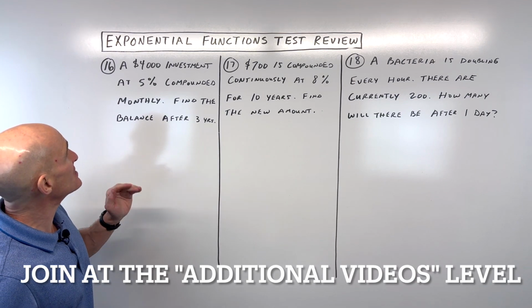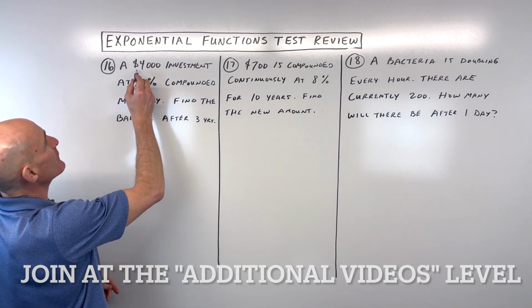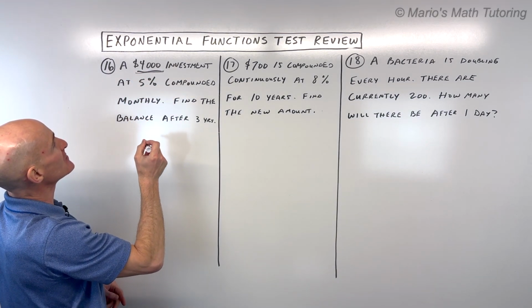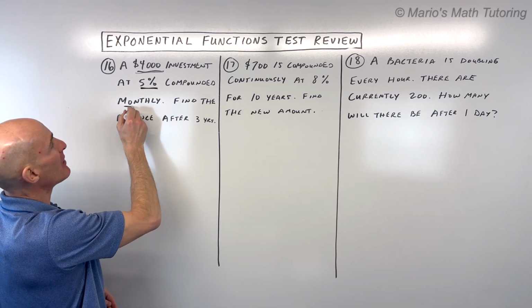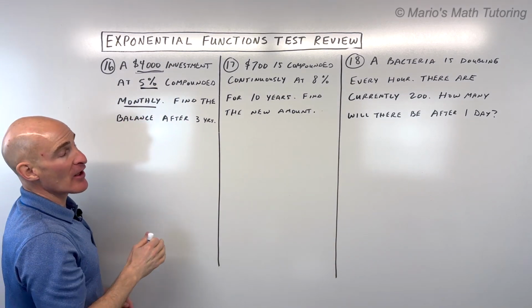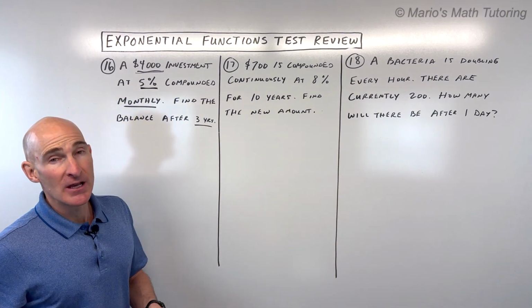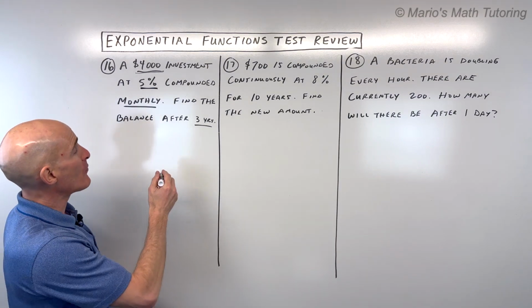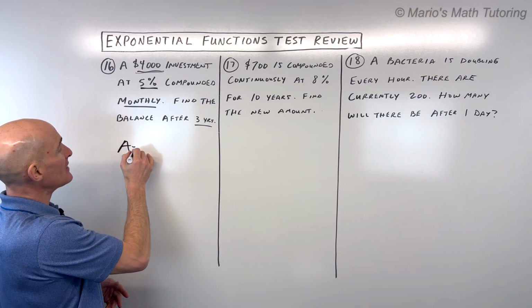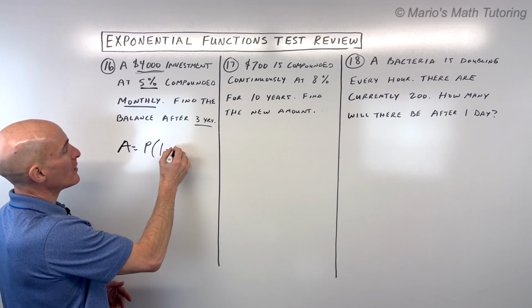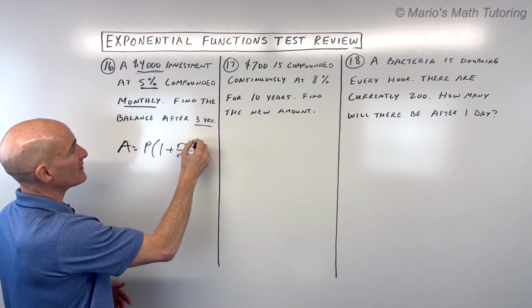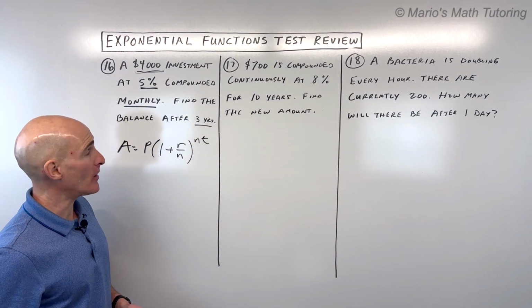So for number 16, what do you think on this one? It says a $4,000 investment at 5%, which is compounded monthly. Find the balance after 3 years. So the important formula that you want to memorize for this problem is A equals P times (1 plus R over N) to the NT power.